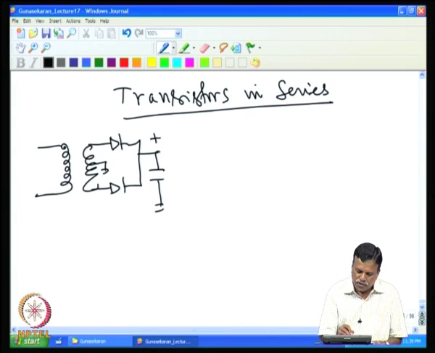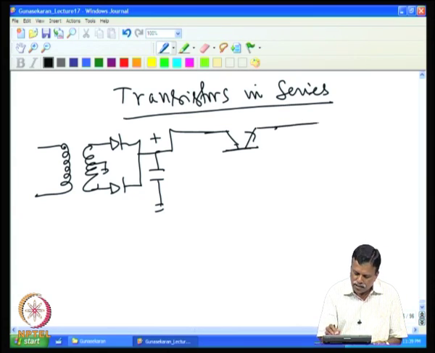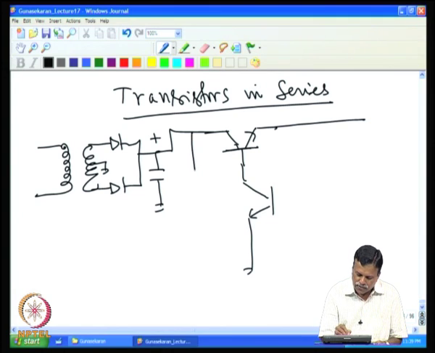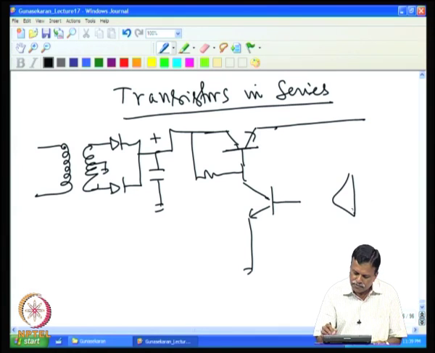For example, if it is a high voltage power supply, I will connect the transistor like this. Then you have the output, and then to get a high voltage supply, I have to reverse the design. So, I have this, then you have the error amplifier.